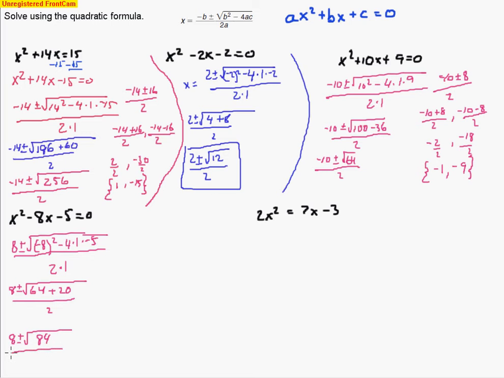Almost 9, just a little bit more, but not exactly. And we're just going to leave the answer like that. It's not a perfect square, so we'll leave it in the exact form for this class.